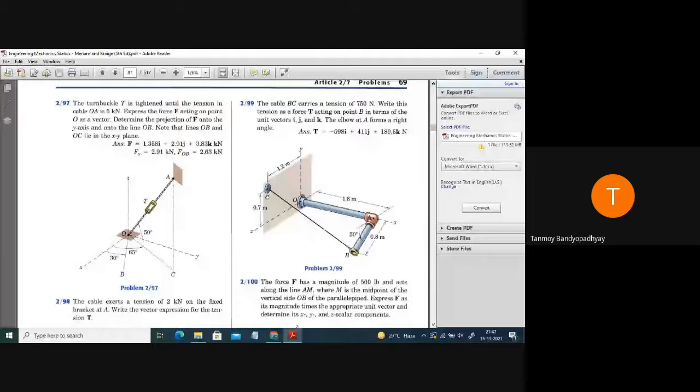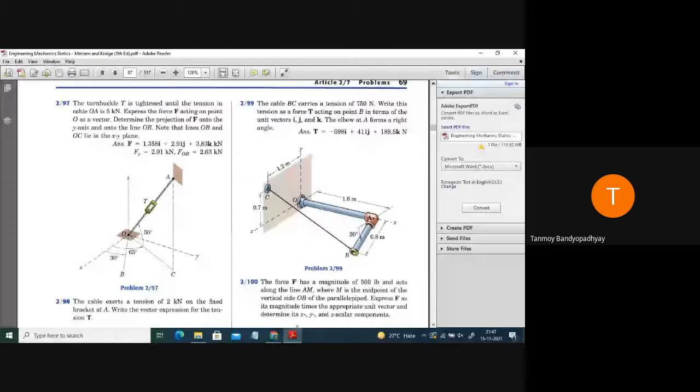Problem. This problem we had a discussion. I had discussed this problem, related to it, which is just total theory actually. So you can see that a turnbuckle is tightened until the tension in the cable OA is 5 kilonewton. So the OA cable, that is a string actually, is carrying a tension of 5 kilonewton. That rope or string sort of thing, OA, is fitted with the turnbuckle.